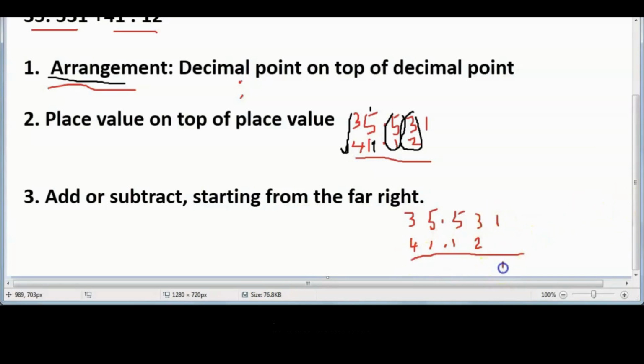1, 5, 6, 6, 7. So there you have it: 76.651.